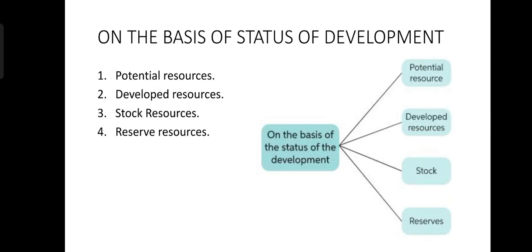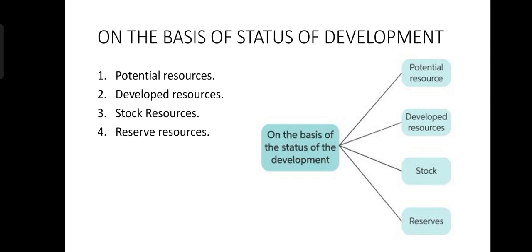The next categorization of resources is on the basis of status of development. So in this, there are four types: first is potential resources, second is developed resources, third is stock resources, fourth is reserve resources. So potential resources are those resources which have potential to fulfill the needs of human beings, but due to lack of technology, these resources are not ready for use.